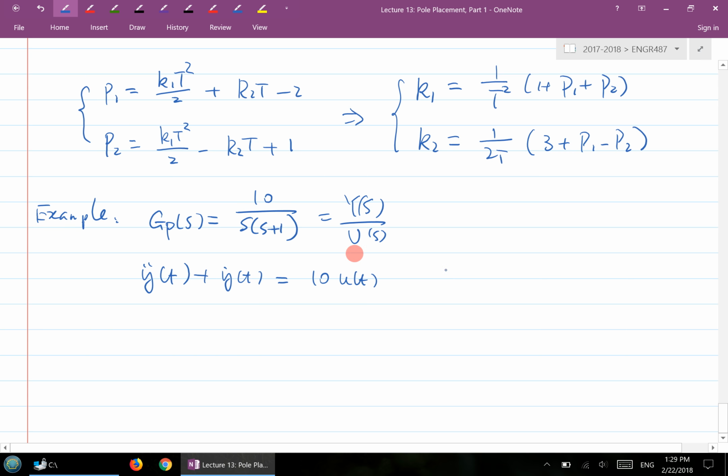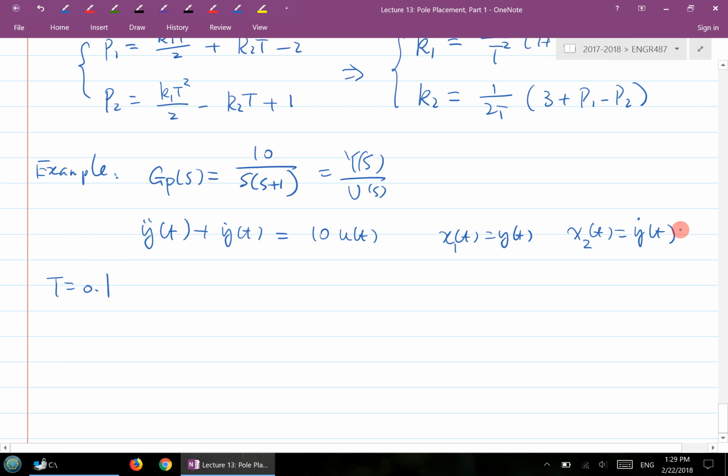Choose your first state to be position, so this is x1 here, and then x2 is y dot here. Choose your second state as y dot, and we're going to use a sampling time T equal to 0.1. Then the next step is to discretize the system.